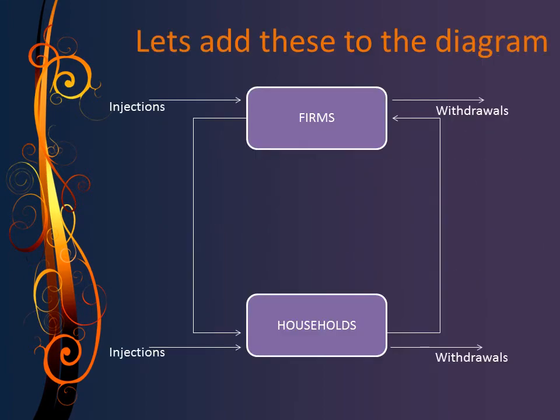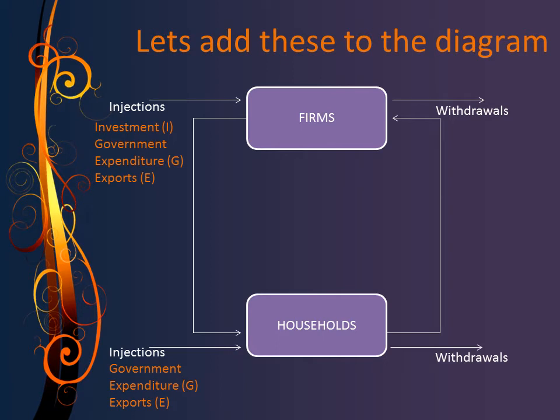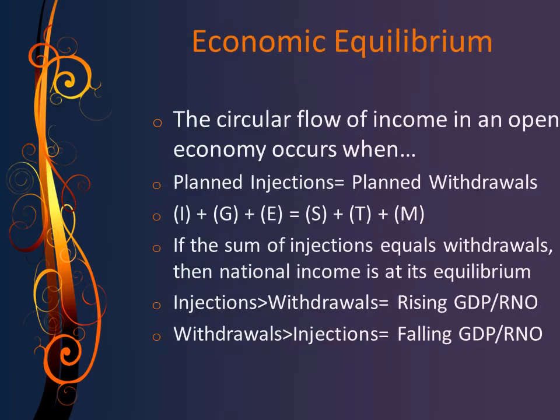So let's add these to the diagram. We have our investment, government expenditure and exports, savings, taxes and imports for both firms and households. Also remember that imports is represented by an M because we also have the I represented by the investment. So it's important that you put an M instead of an I for imports.